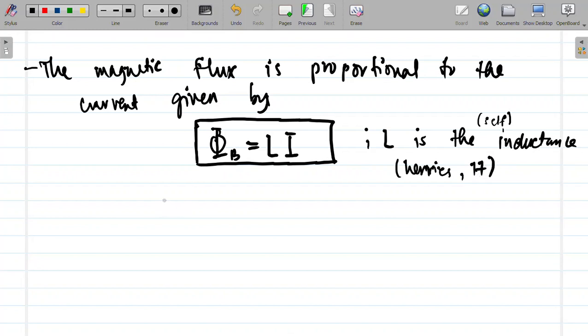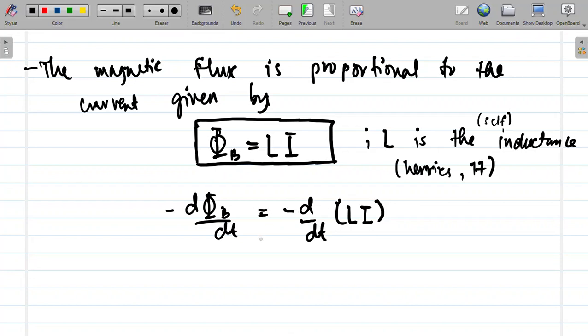Class, let's take the time derivative. So d phi B over dt equals d/dt of L I. Since the inductance is constant, we can take L out. And what is negative d phi over dt? Isn't that the induced EMF? So our induced EMF equals negative L dI over dt.